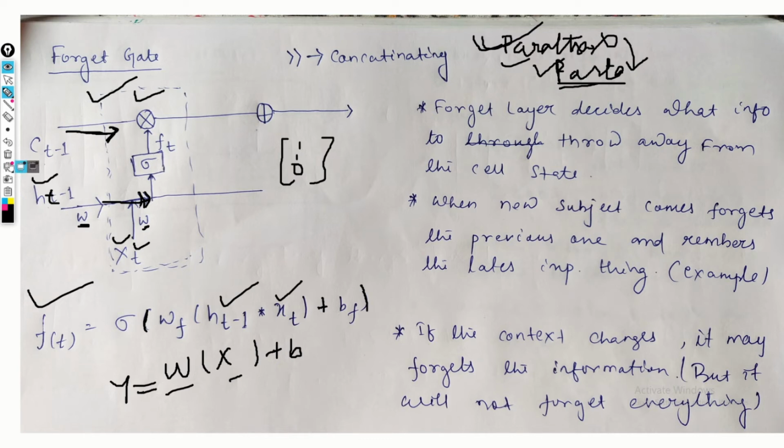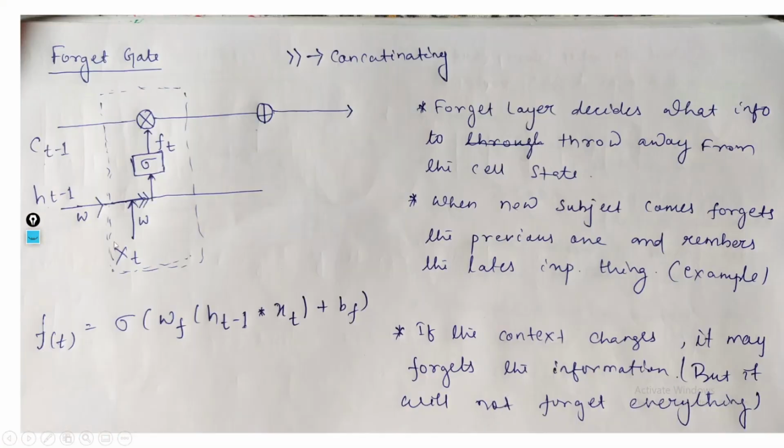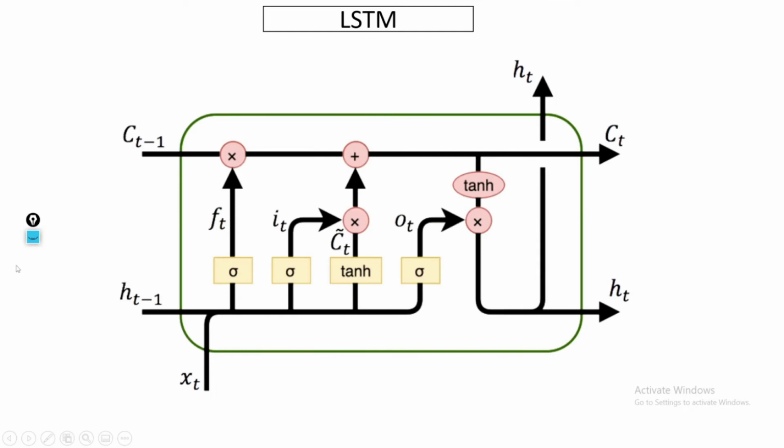So let's go through the next layer. What is the next layer? The next layer is the input gate layer. We understood that this is nothing but the memory cell, or cell state. Then we understood about the forget gate. After the forget gate, what do we have? The input layer. If you go through the architecture, the input layer is this one.